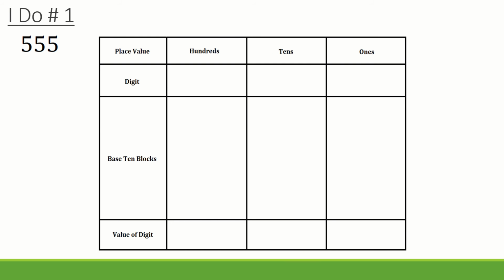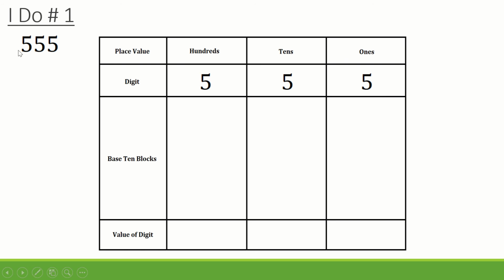Here, we are going to decompose a number and really break it down and analyze it part by part. So we have a place value mat, and we are going to strip this number and place the digits in the appropriate columns. So this 5 should go in the hundreds column. This 5 should go in the tens column, and this 5 should go in the ones column.